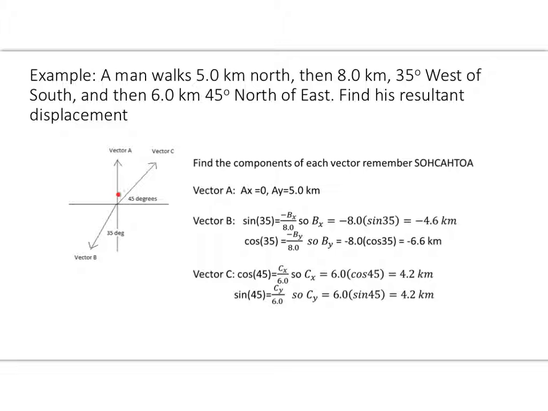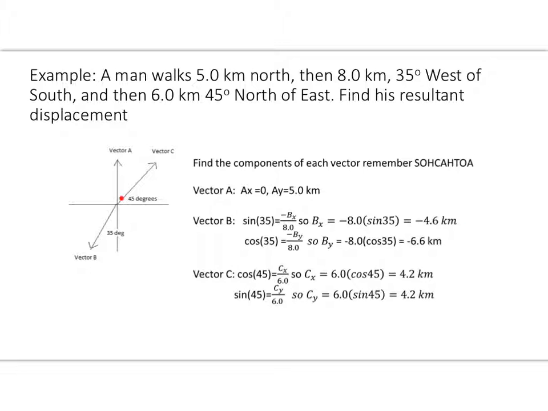Okay, now we move on to the y component of B. We're going to use cosine for that. Cosine of 35 equals minus By over 8, because it's acting downward. By is equal to minus 8 cosine 35, which is negative 6.6 kilometers.